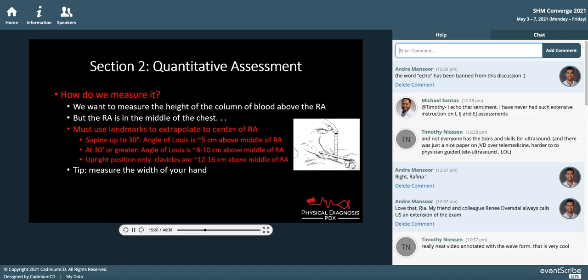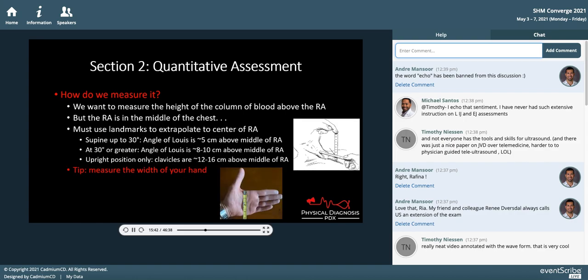Textbooks love to use this classic image here with a ruler situated vertically above the angle of Louis and another straight edge. There are multiple hands involved here and it looks really quite cumbersome. I have personally never done this. This is really not the way that we measure JVP at the bedside. Instead, I would encourage you to measure the width of your hand.